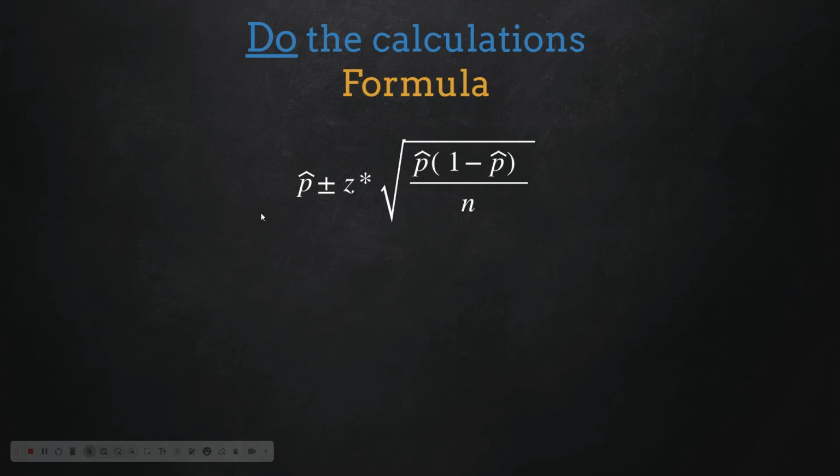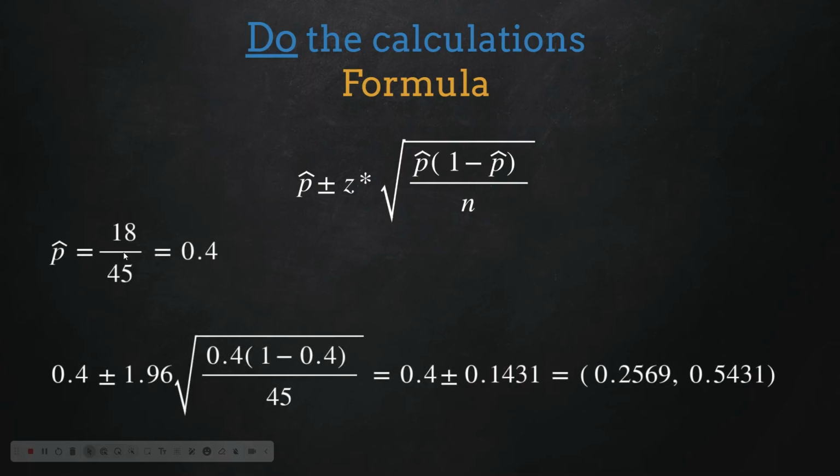If we were going to do this by hand, we would say, okay, our p-hat would be 18 successes out of 45 in the sample, so 0.4 is our point estimate. We would then take our 0.4 and plug it into the formula along with our sample size of 45. The critical value for a 95% confidence interval would be 1.96. So we would plug that in for our Z star and then crunch some numbers, and we'd get just around 25% to 54% for our confidence interval.